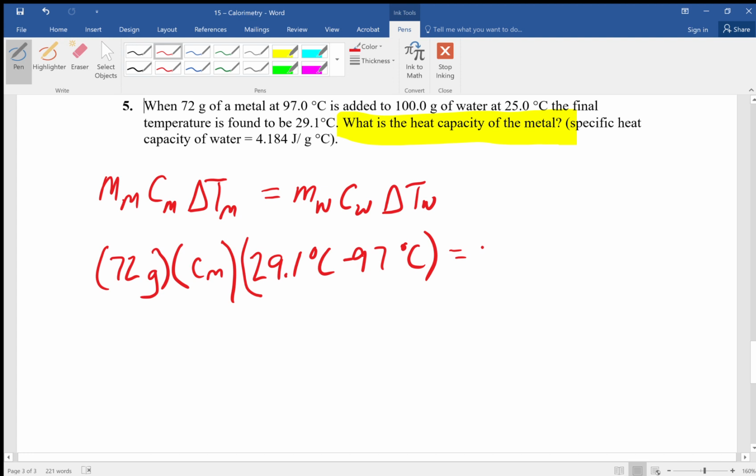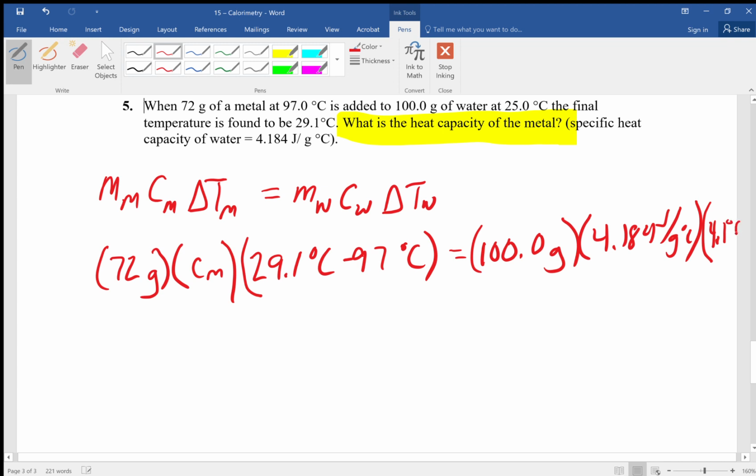We can set this equal to the mass of the water, which is 100 grams, times the heat capacity of the water, 4.184, times the delta T for the water, which again, T final, which is 29.1, minus T initial, which is 25. From here, this is just basically algebra, and we solve the C for the metal is 0.351 joules per gram per degree Celsius.